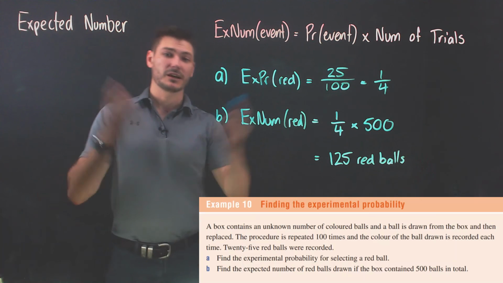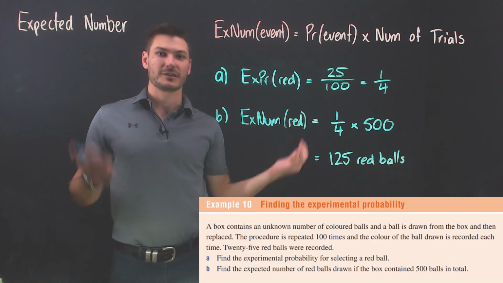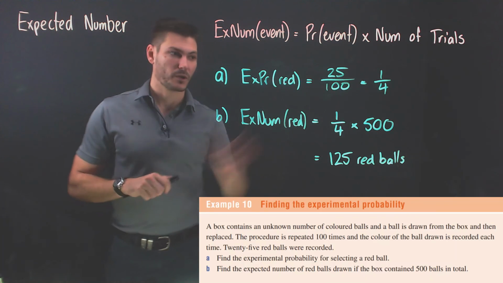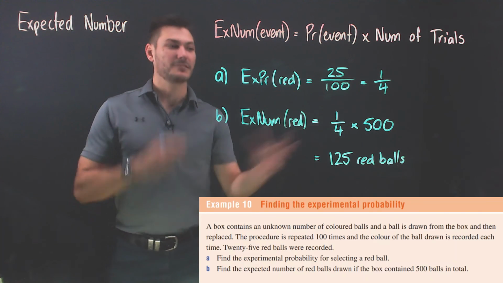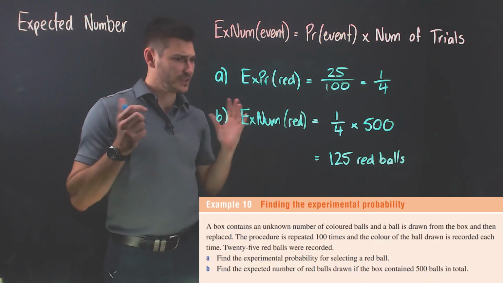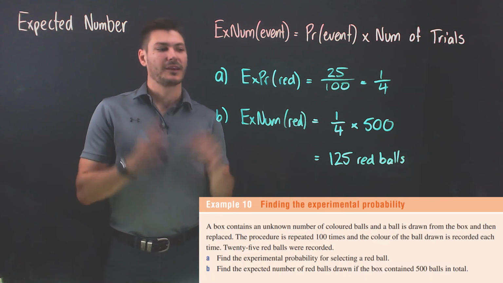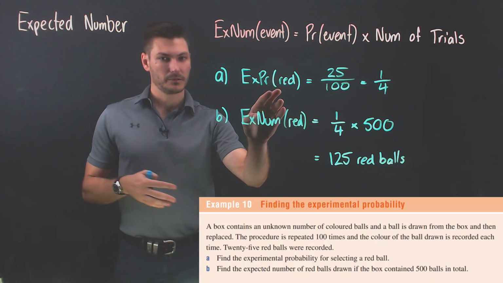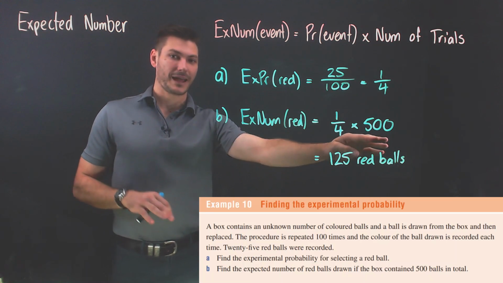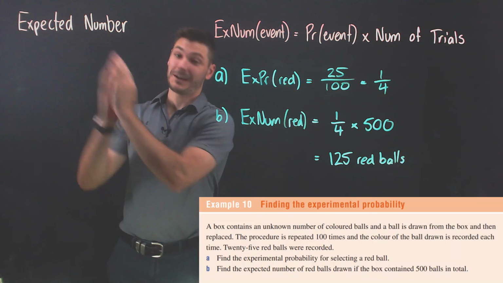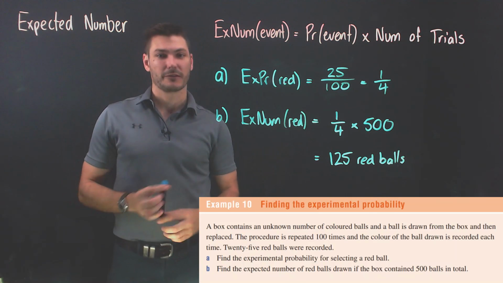Now, there could be 300 red balls, there could be 100, they're all red, but actually they can't be all red. We only got 25, so we must have got some other colors, but let's say that there is not necessarily exactly 125 in the box. It just so happened with this experimental probability and the fact that we were drawing out of a box of 500, we would anticipate, or we would expect, there to be 125 red balls.